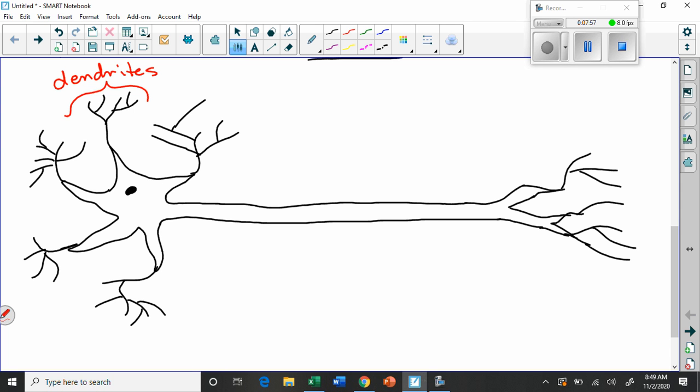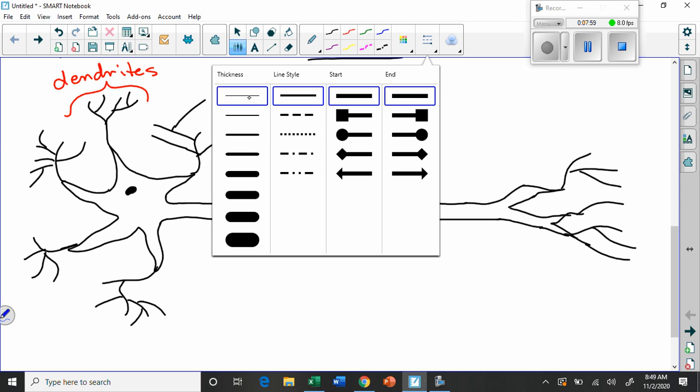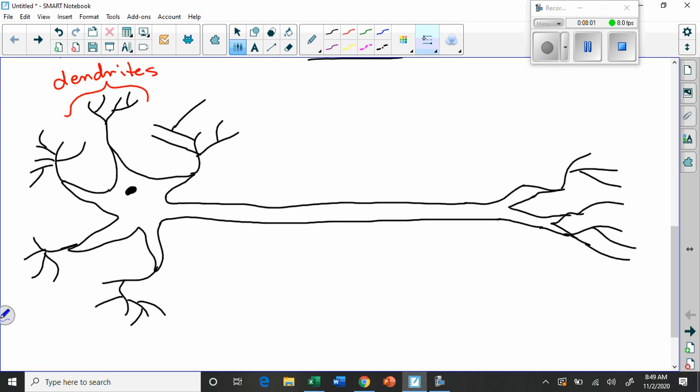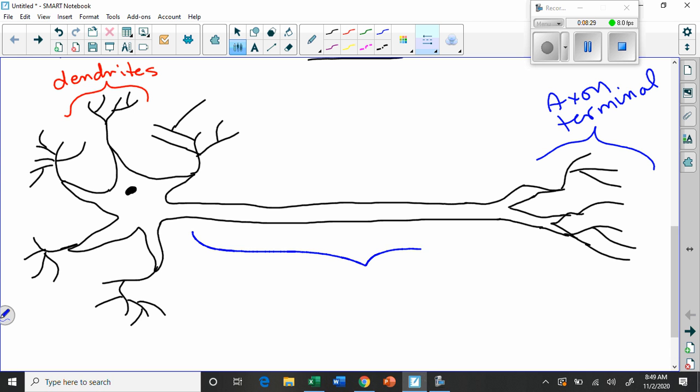Over here at the other end, we have this end. This is called the axon terminal. So this is the outgoing end. And you can see by this long extension, it's how the nerve cell reaches out to connect to another nerve cell. So the axon terminals of one would connect with the dendrites of the other. That's how it would kind of work. And then this area right here, this long arm, is actually called the axon.